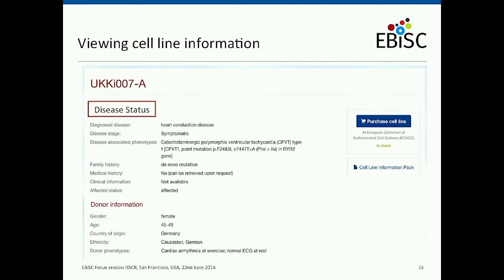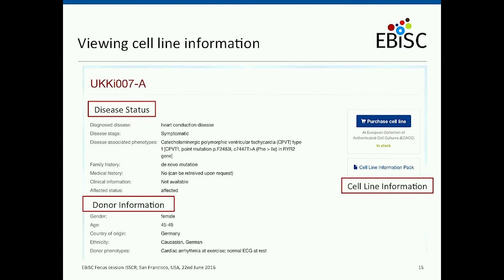And so you have a disease status which gives you not just the headline disease diagnosis, but specific disease phenotypes. In this instance, it's a particular type of ventricular tachycardia, and there is a point mutation associated with it in the gene RYR2. There is general donor information, so the donor is a female, and she was between 45 and 49 when the sample was taken to create the line. The line was created in Germany, and she is Caucasian. There's also a cell line information pack, and this gives you details of any associated licensing or third-party obligations associated with the line, and the button that takes you to buy the line.